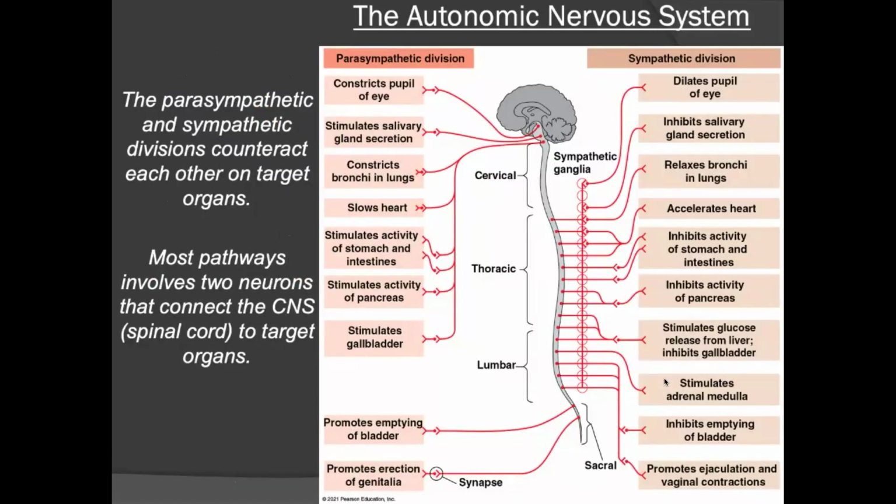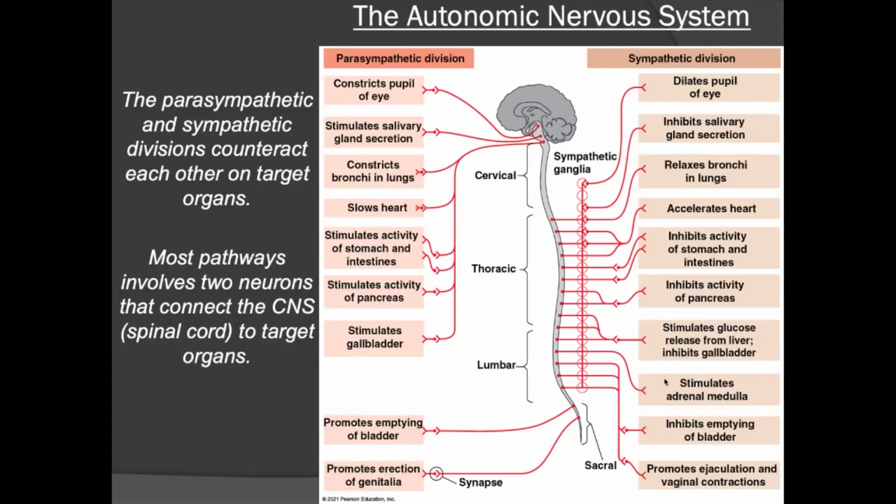Take a look at the diagram to the right to understand the differences between the parasympathetic and sympathetic division. Most of these pathways involve two neurons that connect the CNS or spinal cord to the target organ. However, note that the synapses are present near the target tissue in the parasympathetic division, whereas they are closer to the spinal cord in the sympathetic division. Also note the difference in the neurons leaving the parasympathetic versus sympathetic division. The parasympathetic neurons leave the base of the skull, whereas the sympathetic neurons leave throughout the spinal cord.